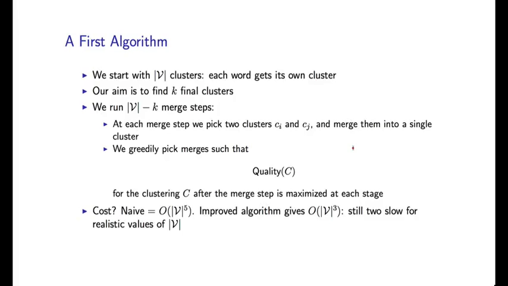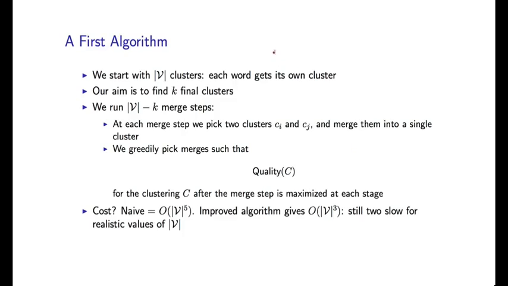So let's think about how we can maximize this function quality of C, and I'm going to describe a couple of methods to do this. The first one is a useful thought experiment. It's on this slide. It's too inefficient, but we'll see with some modifications we can actually make it efficient. And it's basically a kind of greedy bottom-up approach.